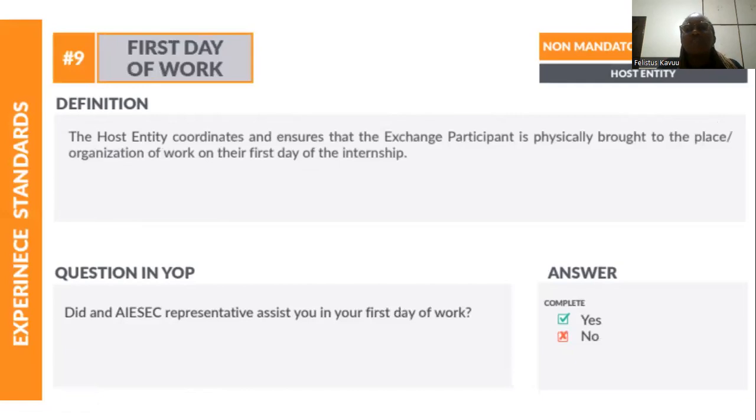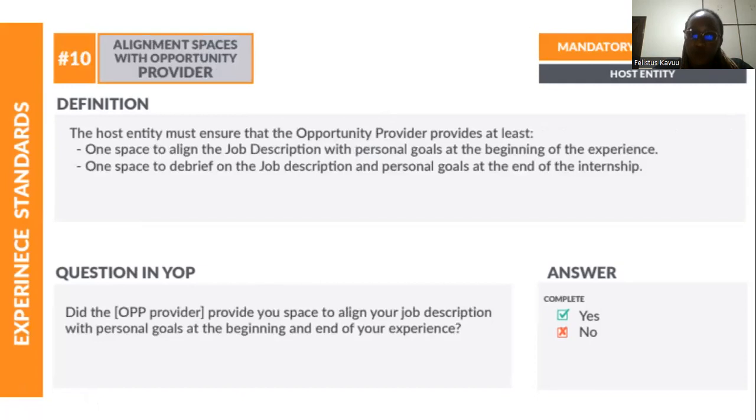All right, and then we have the first day of work. This is basically the IGV, the host entity, basically us, coordinating and ensuring the EP is physically brought to the place of work for their first day of internship. Because they're new to the country, we just support them, make sure they get to the first day of work and have a sit down with the opportunity provider, that is a person with whom we have started a project, in which the EP is now volunteering, so that they can discuss how they want the internship to look.